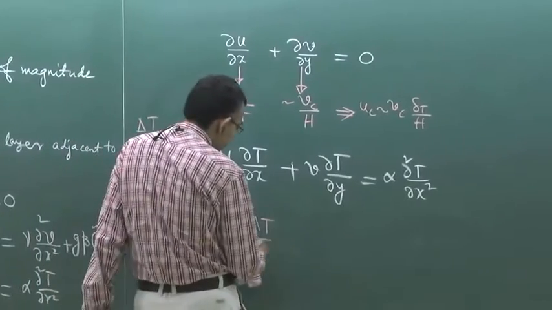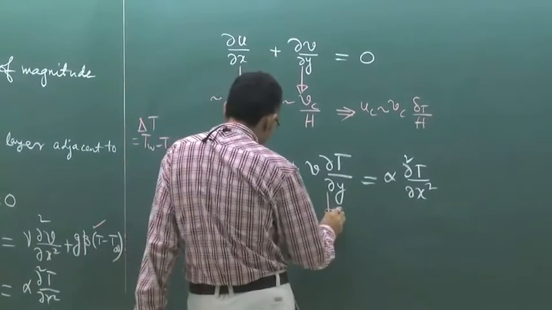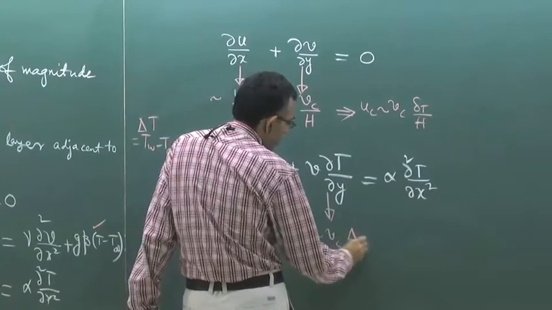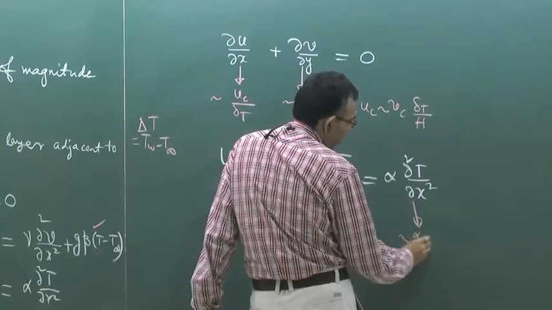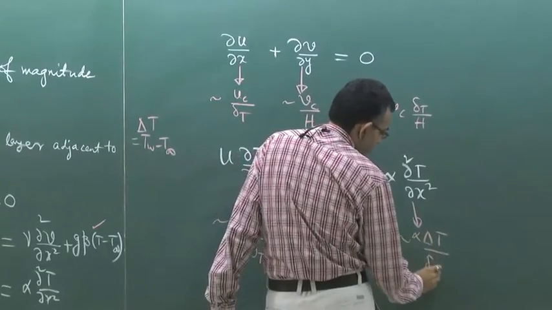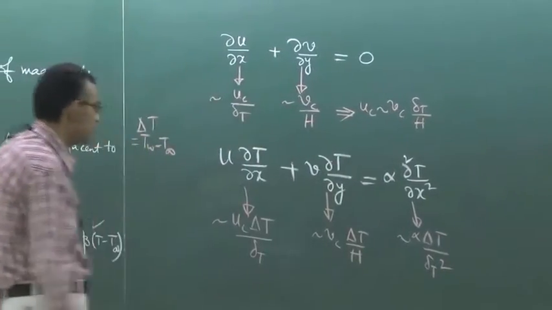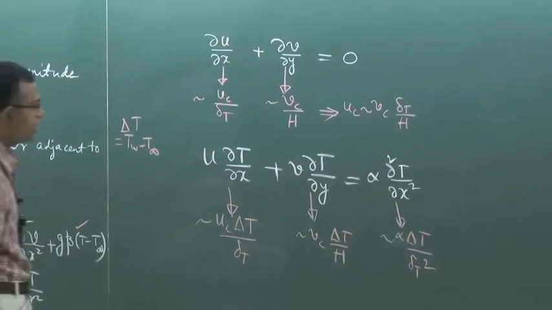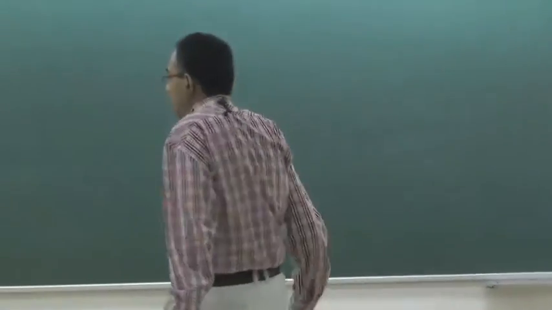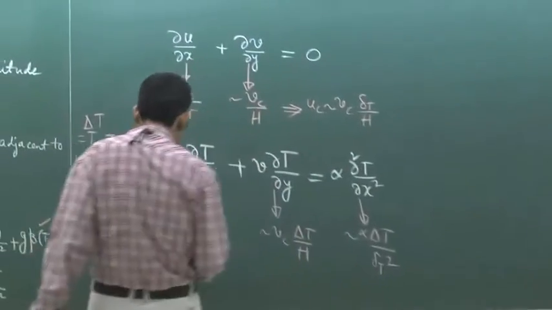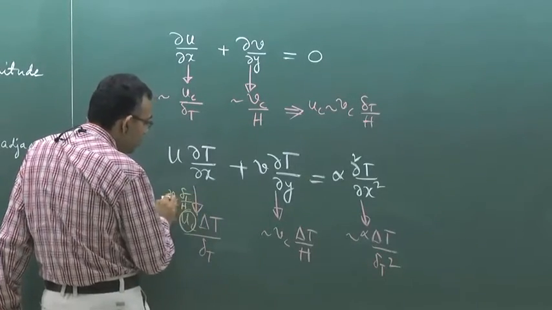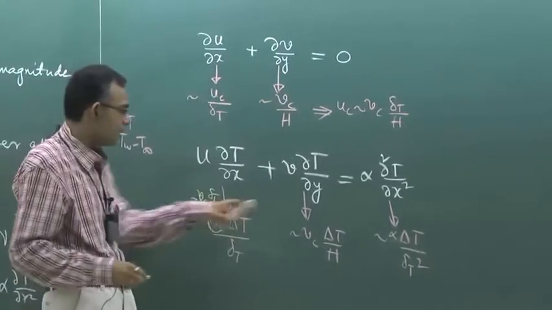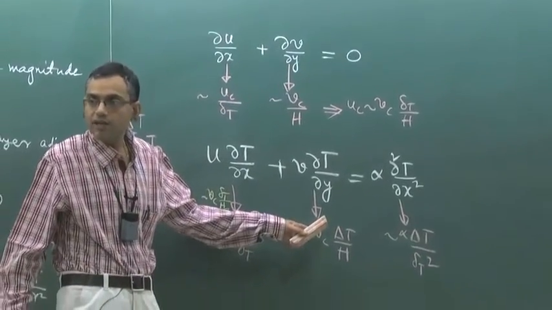So, uc into delta T by delta t, this is of the order of Vc into delta T by h, and this is of the order of alpha delta T by delta t square. And in place of uc we can write Vc delta t by h. So, you can see that these two terms are of the same order of magnitude.